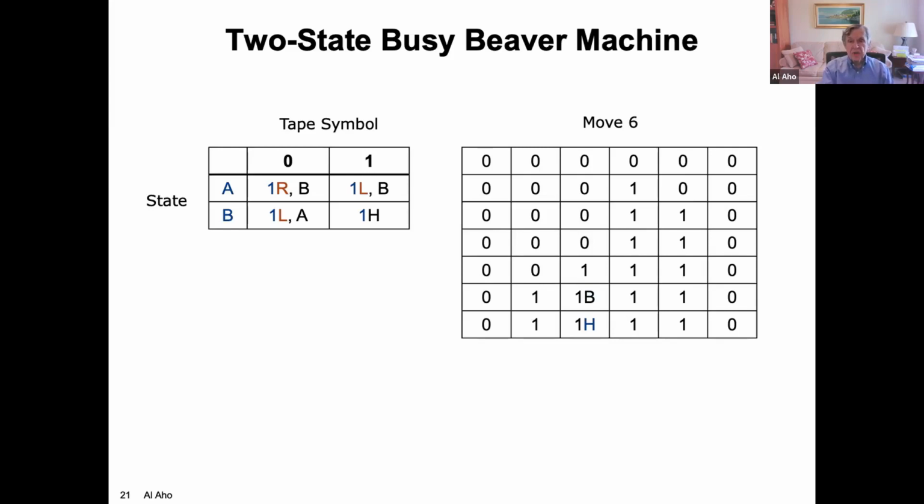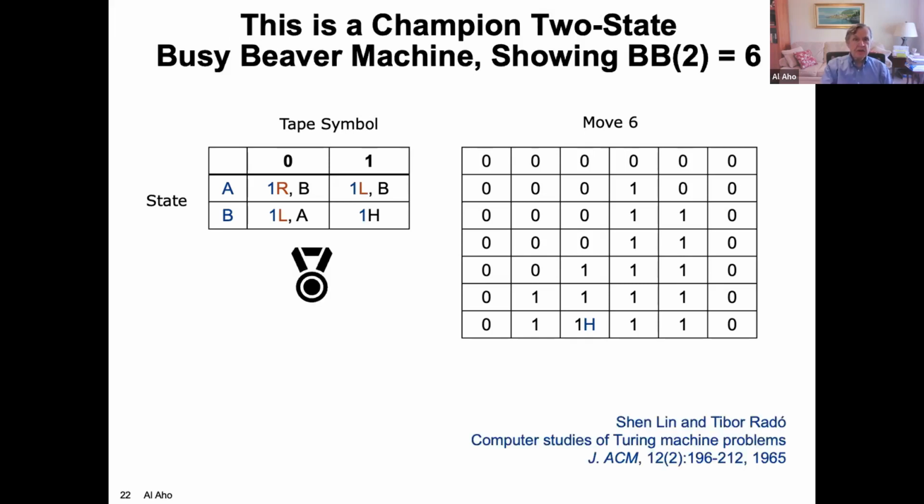So it's very easy to trace out the sequence of moves that a Busy Beaver machine makes. What is fiendishly difficult is proving that a given Busy Beaver machine is a champion Busy Beaver, showing that there is no Busy Beaver machine with the same number of states that makes more moves than that champion machine.